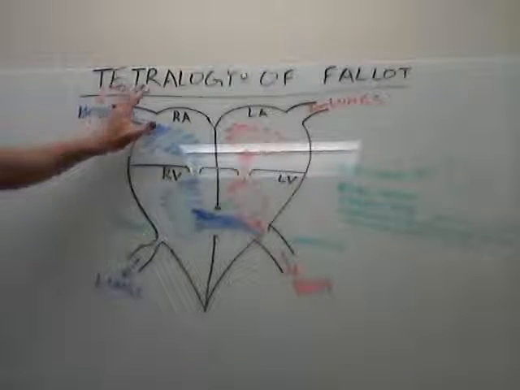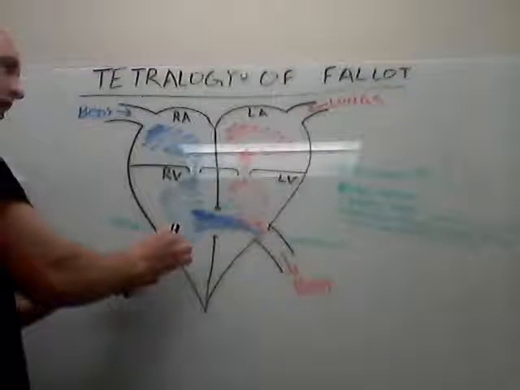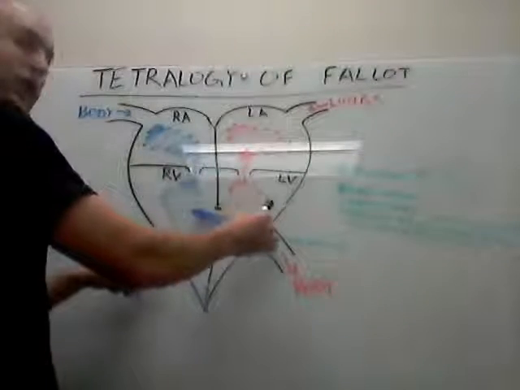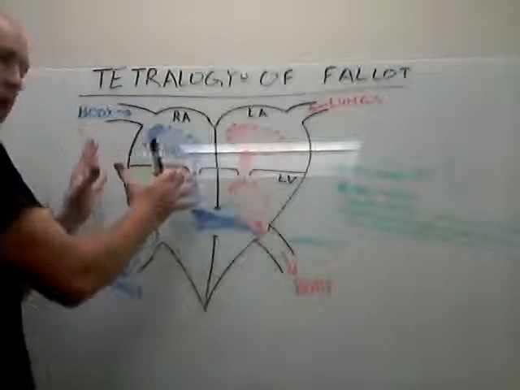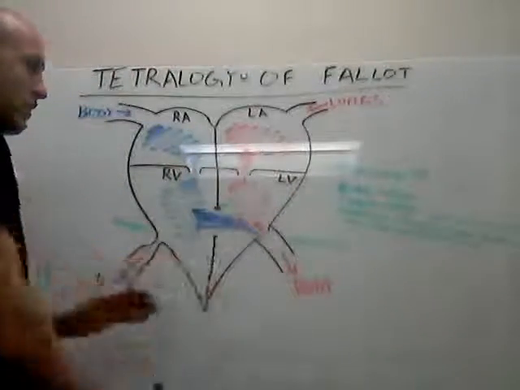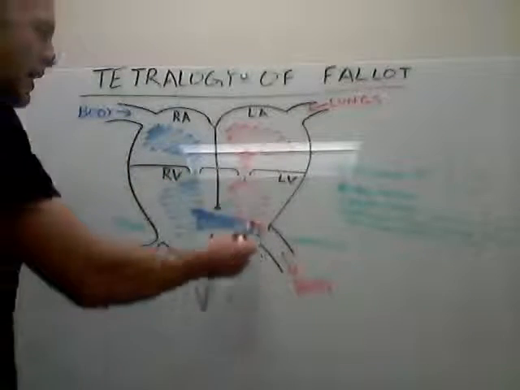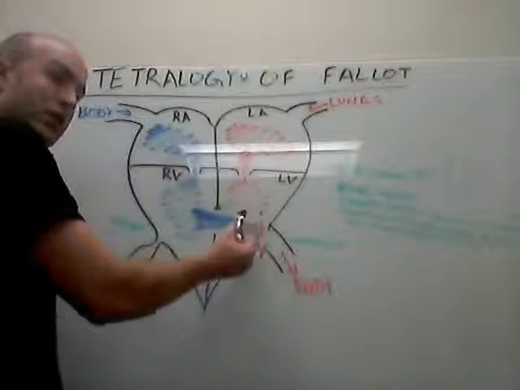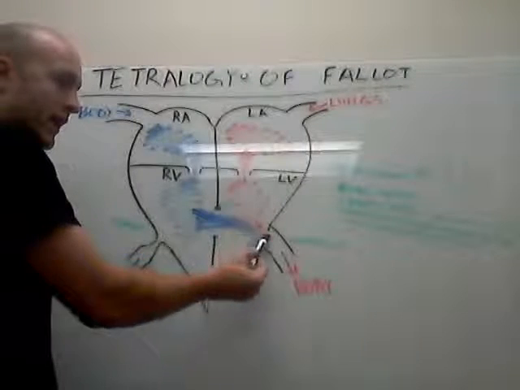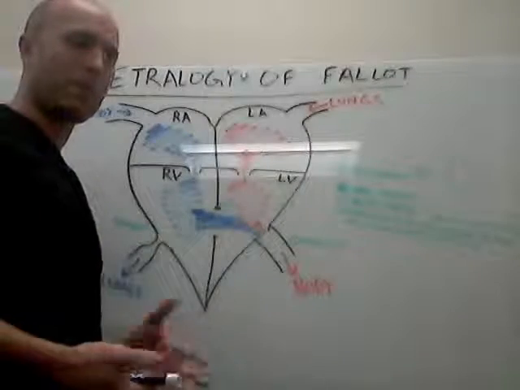If the person has a stenosis here, then they're going to get a right to left shunt, meaning that the blood in the right ventricle is going to get shunted over to the left ventricle, which means you're going to get deoxygenated blood mixing with oxygenated blood. And this mixture is then going to get pumped to the body. This typically happens in babies.